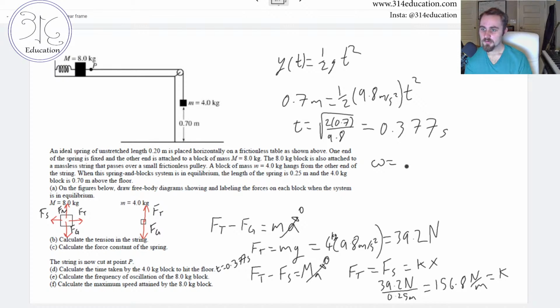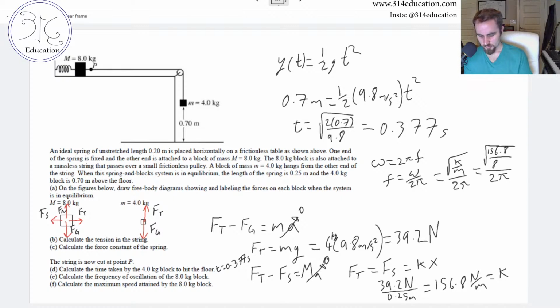So yeah. Omega is going to equal 2 pi times that frequency. So our frequency is just this omega over 2 pi. And we know our omega is root k over m, over 2 pi to get us our frequency. And that's going to be, let's see, 156.8 over our mass, which is 8, all under the square root, all over 2 pi. Let's try this out.